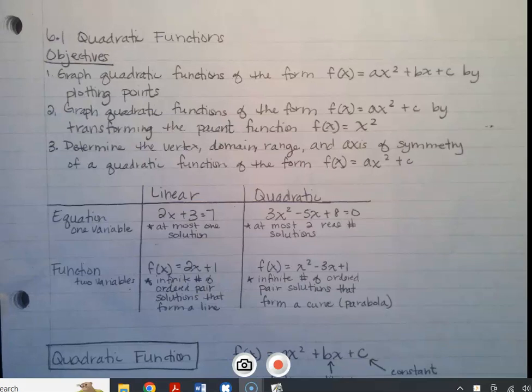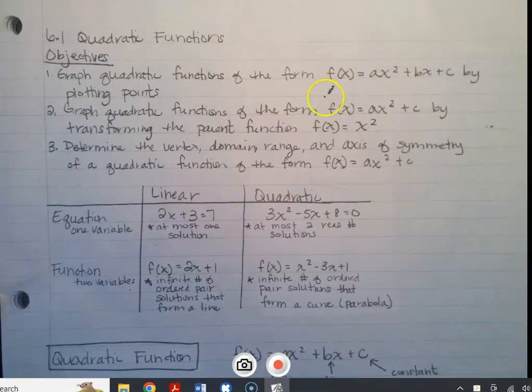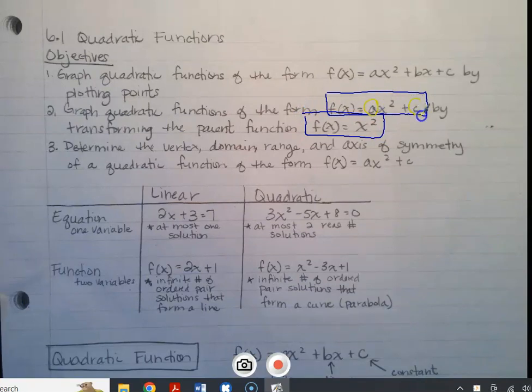Then we're going to graph quadratic functions of the form f of x equals ax squared plus c by transforming the parent function, which is f of x equals x squared. So if we look at this, what's the difference between this parent function and the function here? What's the difference between this one and this one? All right, so the c and the a are different, and so we're going to learn in this section how c and a affect the graph, because they make changes to it.